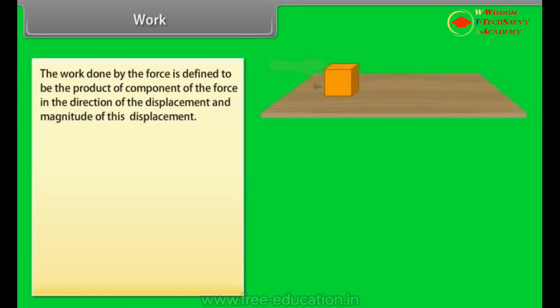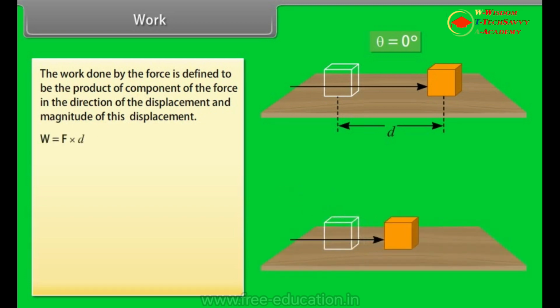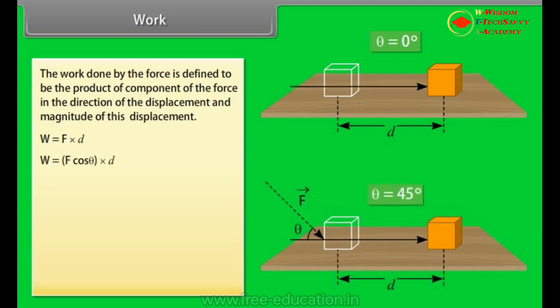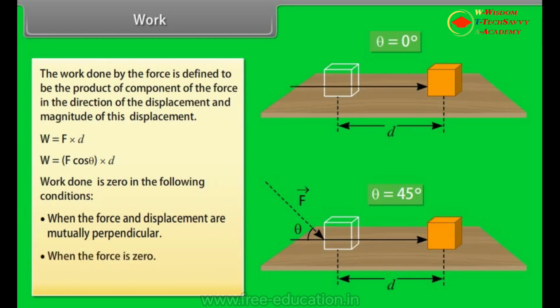Work. The work done by a force is defined to be the product of the component of the force in the direction of the displacement and the magnitude of this displacement. W is equal to F into d. W is equal to F cos theta into d. Work done is 0 in the following conditions: when the force and displacement are mutually perpendicular, when the force is 0, when the displacement is 0.